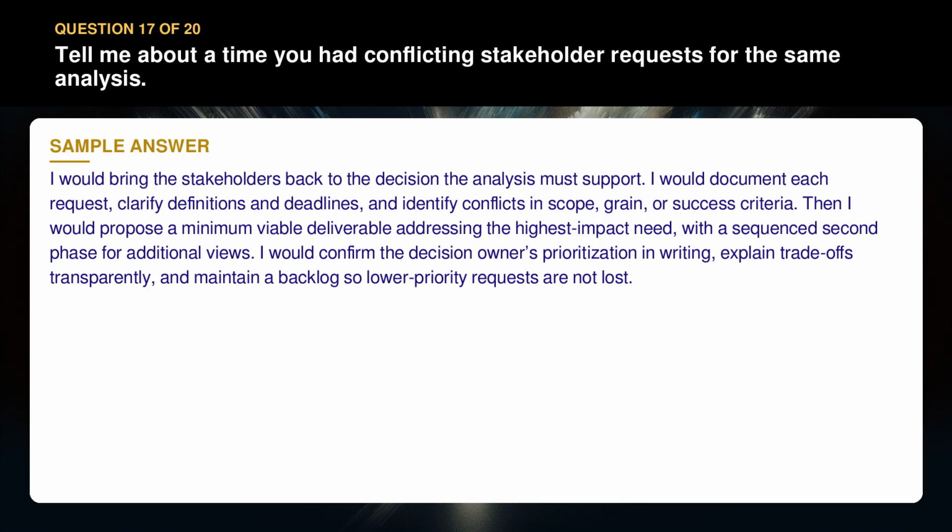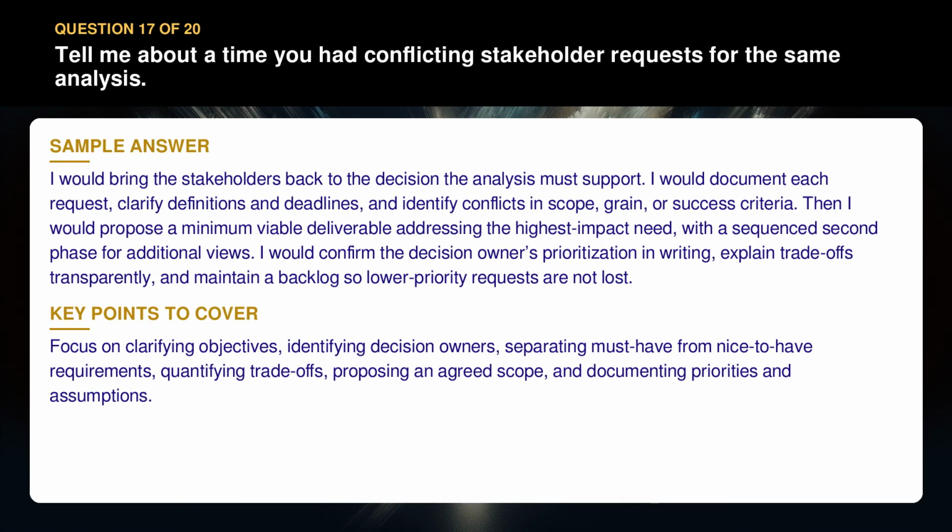I would confirm the decision owner's prioritization in writing, explain trade-offs transparently, and maintain a backlog so lower priority requests are not lost. Focus on clarifying objectives, identifying decision owners, separating must-have from nice-to-have requirements, quantifying trade-offs, proposing an agreed scope, and documenting priorities and assumptions.